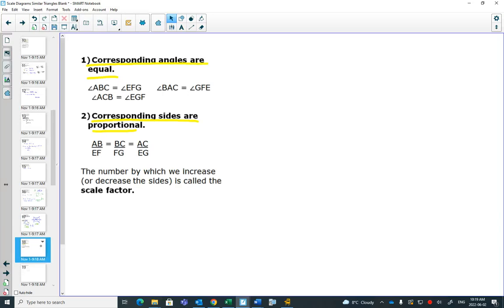So the number by which we increase or decrease the sides is called the scale factor. And it's by multiplication. Multiplication. I don't know why that word is so hard today. Multiplication. Scale factor of enlargement.